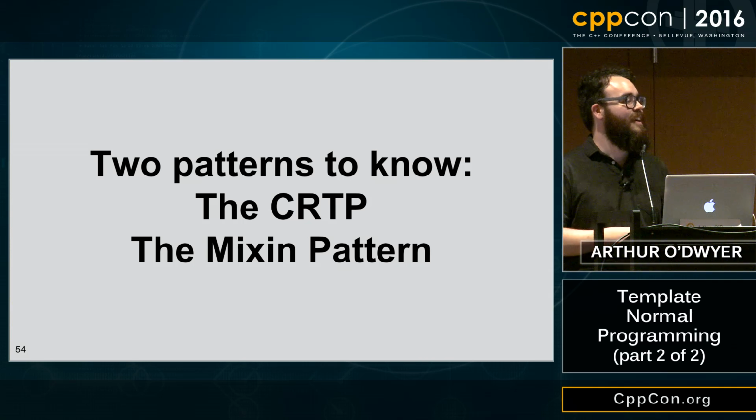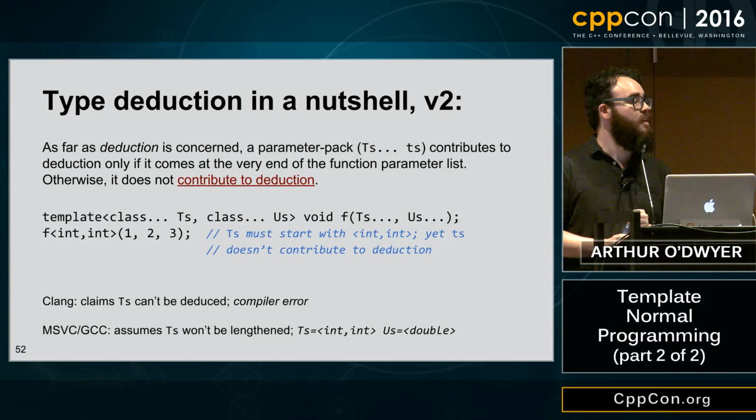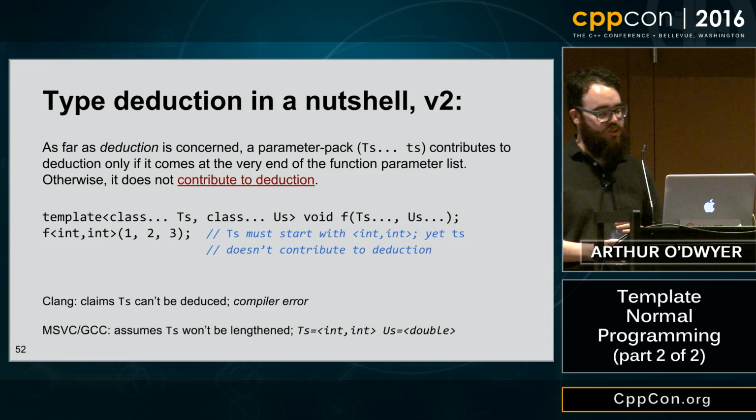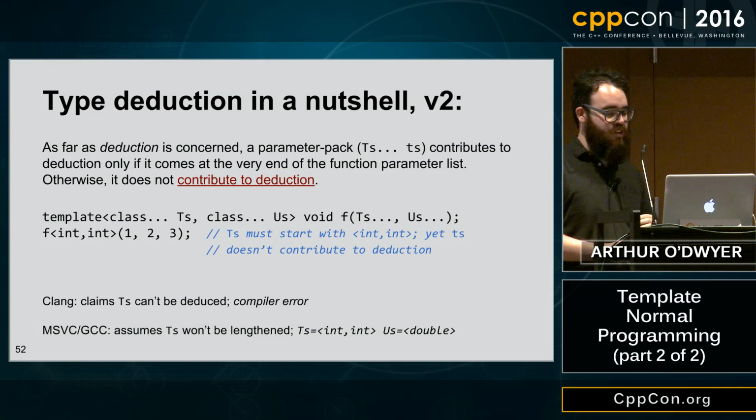Yeah? So what would happen if we don't specify any type for F? What would happen if we just said F parens 1, 2, 3? In that case, I believe that Clang gives you a compiler error, and MSVC and GCC say, well, you didn't tell me anything about T's, so I'm going to assume it's empty, and U's is int. It doesn't make a whole lot of sense, but this code doesn't make a whole lot of sense. Don't do this.